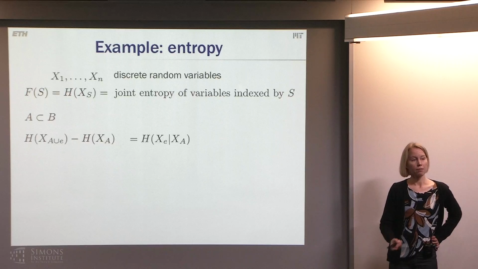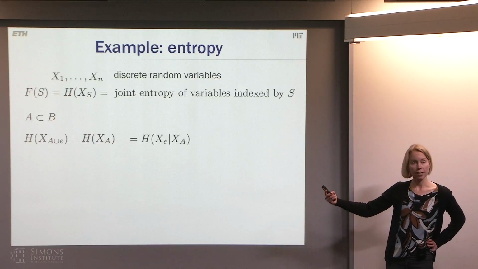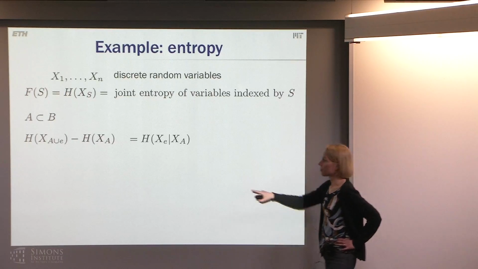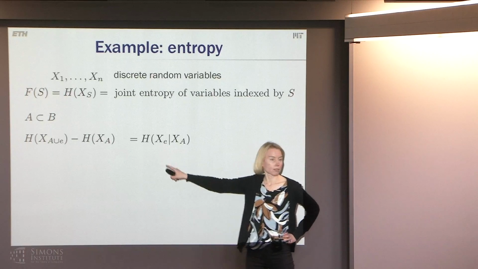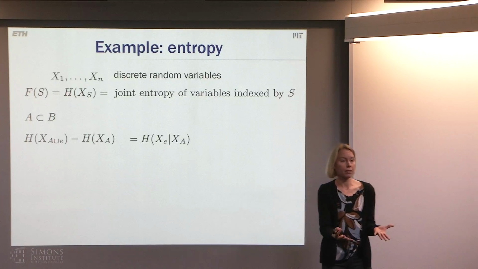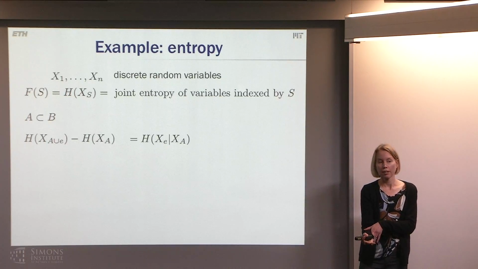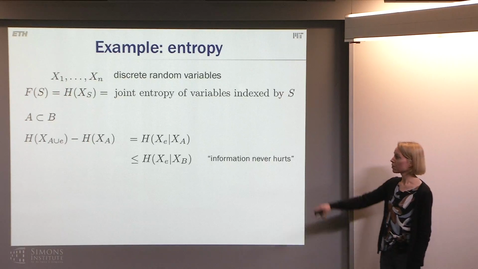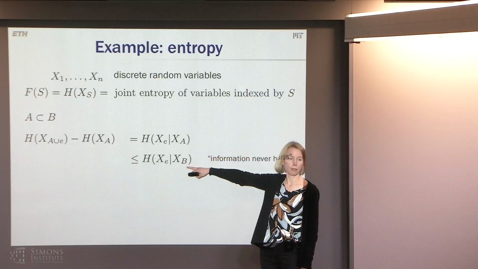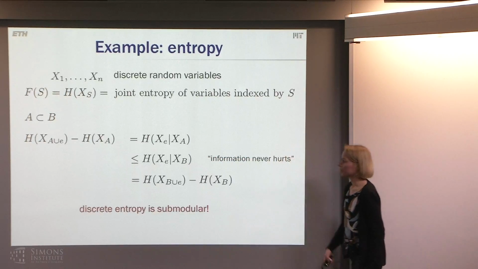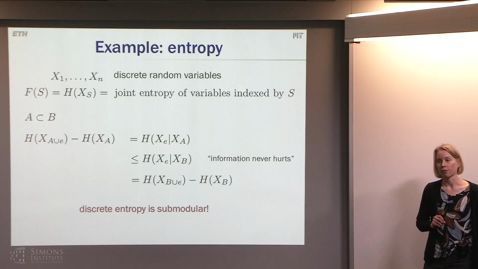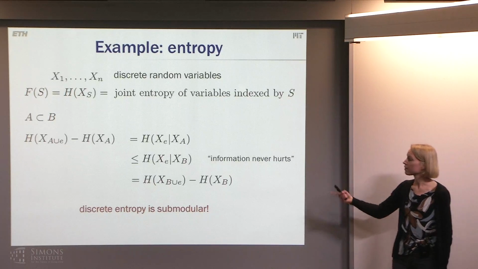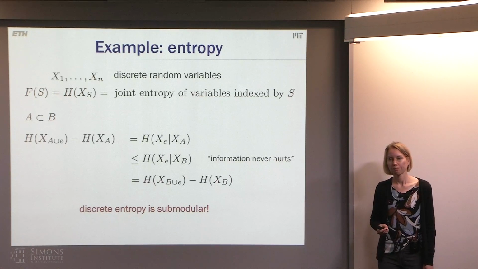So now what happens? If I condition on a larger set, my entropy of this x_i can only decrease. Knowing more never increases my uncertainty, it actually only decreases it. So more information never hurts. That means the entropy only shrinks if I condition on more variables here. And that gives me the diminishing marginal returns, and that shows that entropy is actually a submodular function.